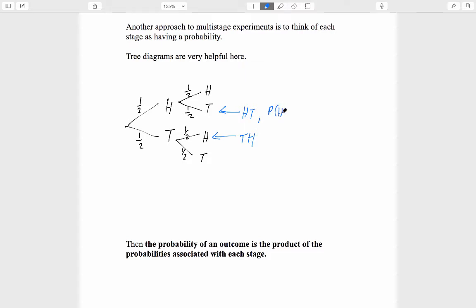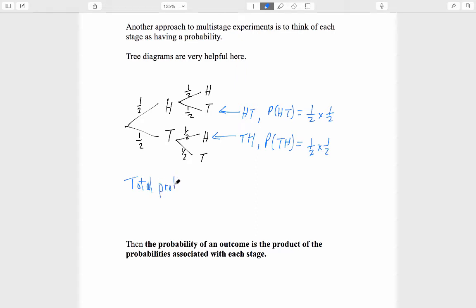The probability of heads, tails equals, and this is the crucial new idea, 1/2 times 1/2. Why times? Because when we perform this experiment, at stage 1, half the time we'll get heads. Having obtained heads on the first flip, half the time we will end up with heads followed by tails. How often do we get heads, tails in that order? Half the time. And how often do we get tails, heads in that order? That too is happening half the time.